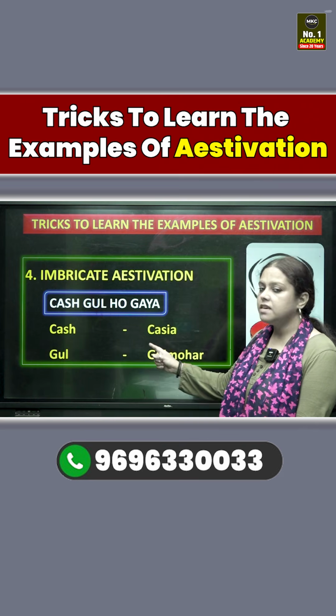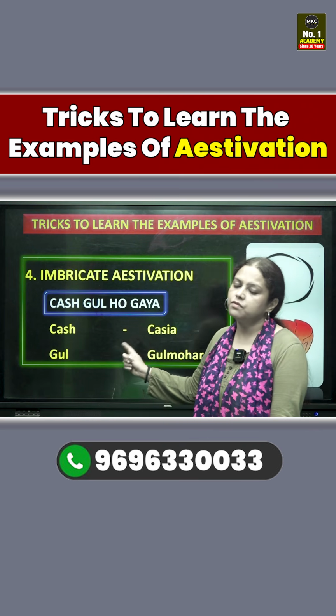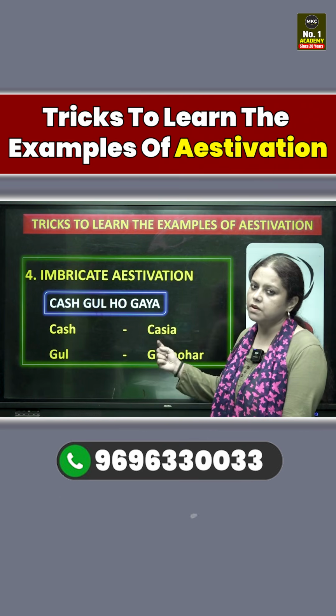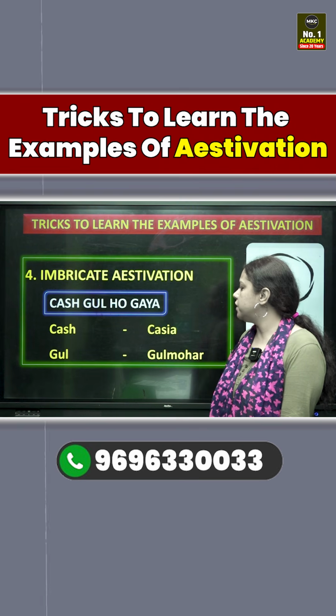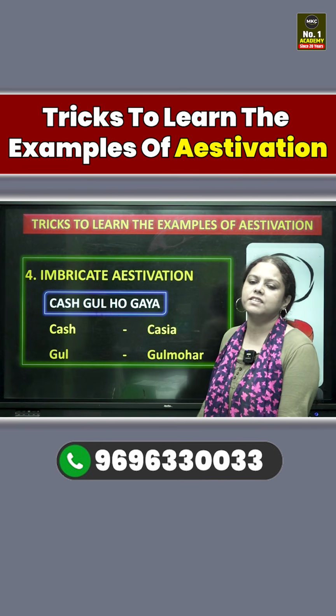Cash will make you remember cassia, which is one of the examples, and gul will make you remember gul mohar, which is another example.